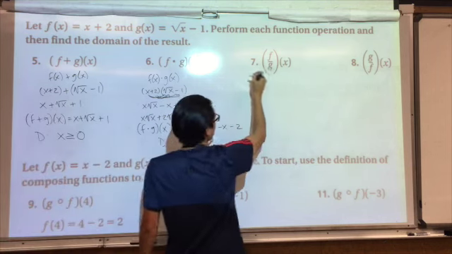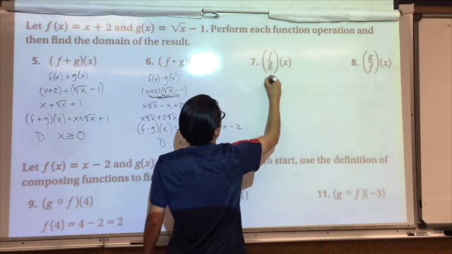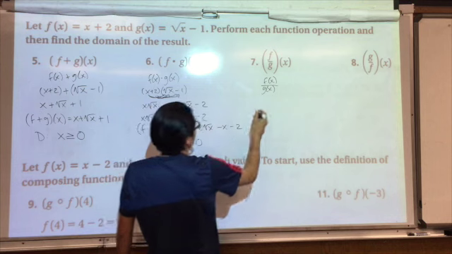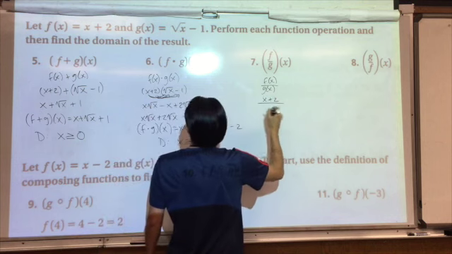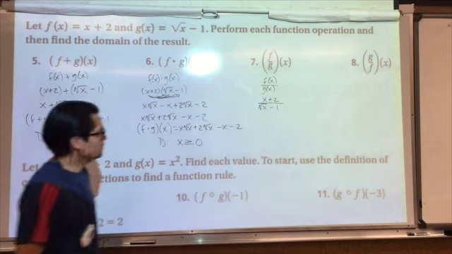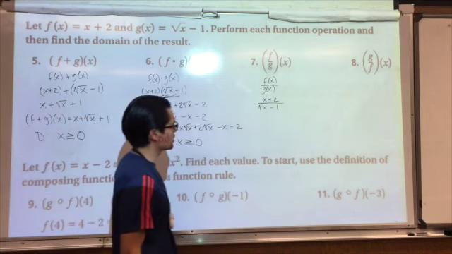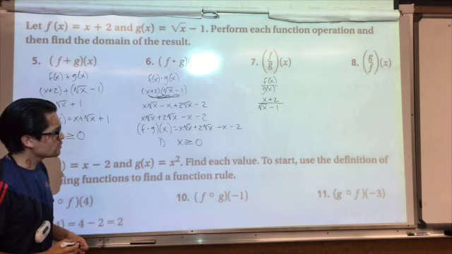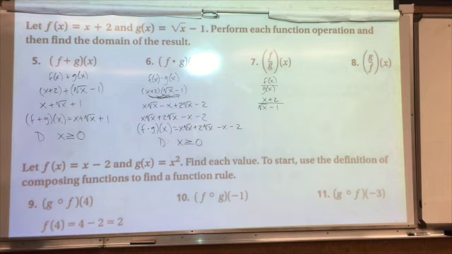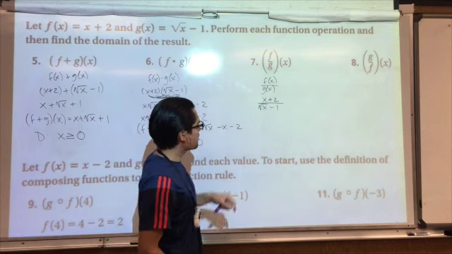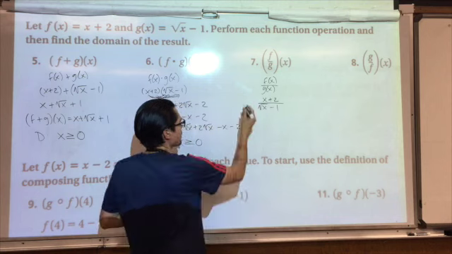All right, let's do number 7. f over g of x, which means f of x over g of x. f of x is x plus 2. g of x is radical x minus 1. That's it. You really can't do much here, okay? This is as good as it's going to get. We might be able to rationalize the denominator by multiplying by the conjugate, which is radical x plus 1 over radical x plus 1. But we're going to be good here, okay? I just want to leave it alone so that we don't have to worry too much about it.